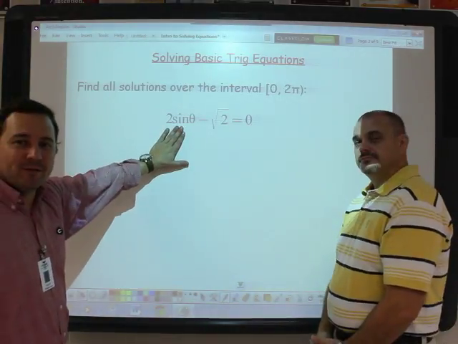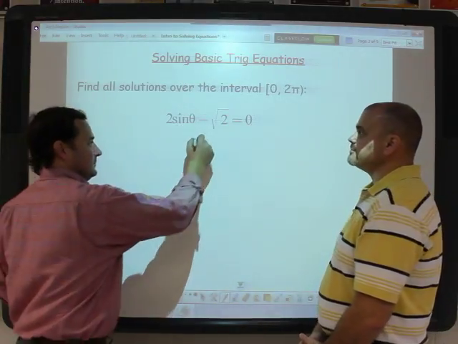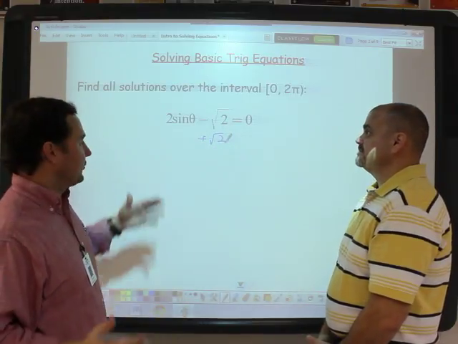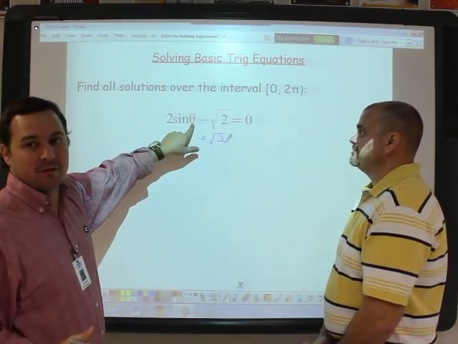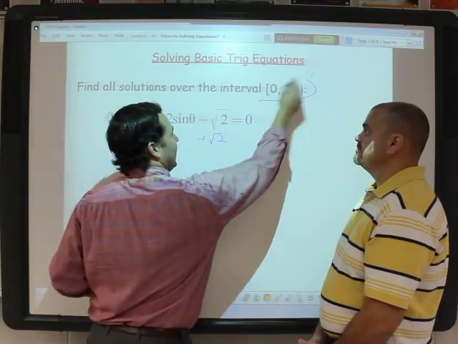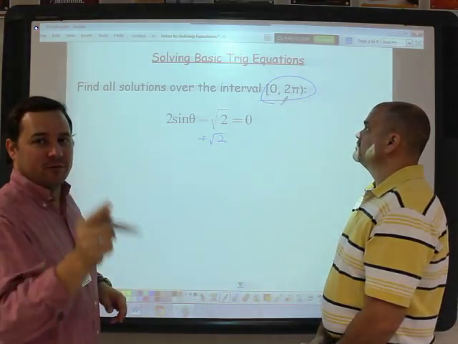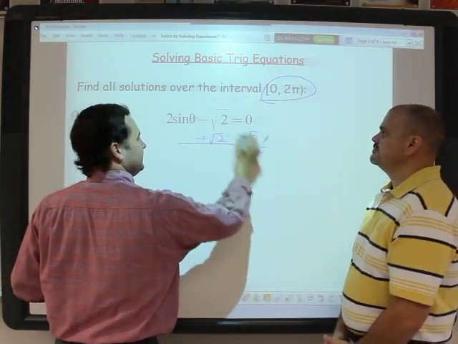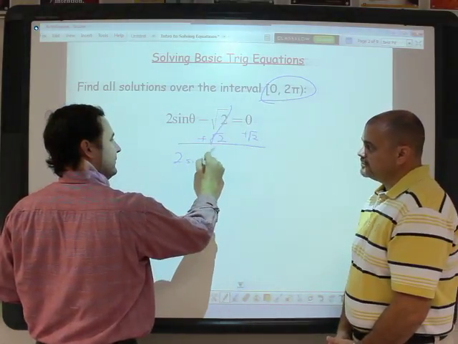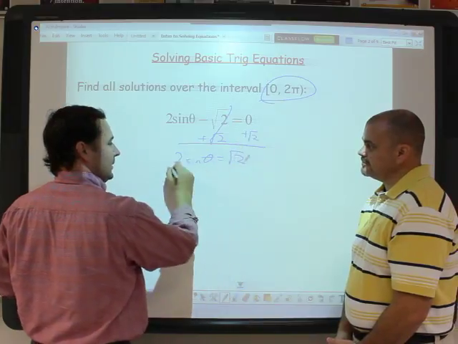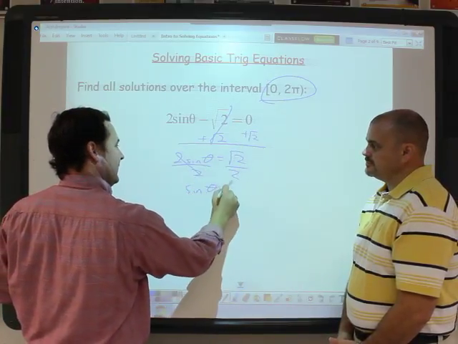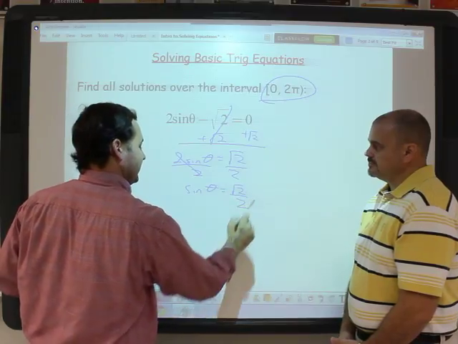But what if we replace that x with the trig function? Well, I want to isolate the trig function. My ultimate goal is to solve for theta, and we're instructed to find it one rotation around the unit circle, 0 to 2 pi. Again, divide each side by 2. So I've got sine theta equals root 2 over 2.